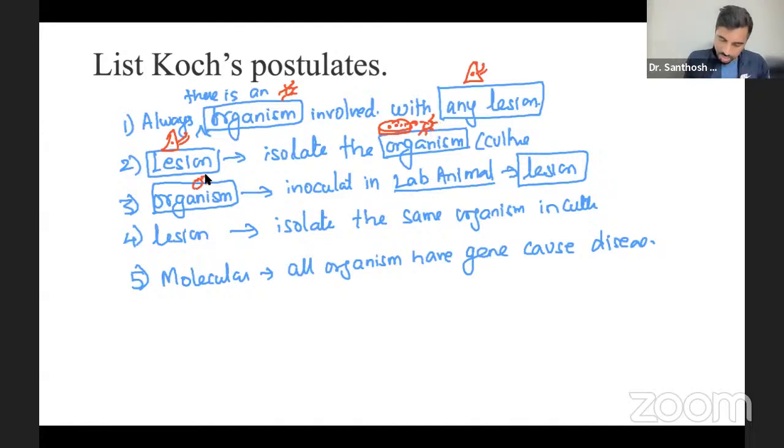Now that organism you take from there and put in a lab animal, let's say a mouse or something. So you get, again, the lesion.